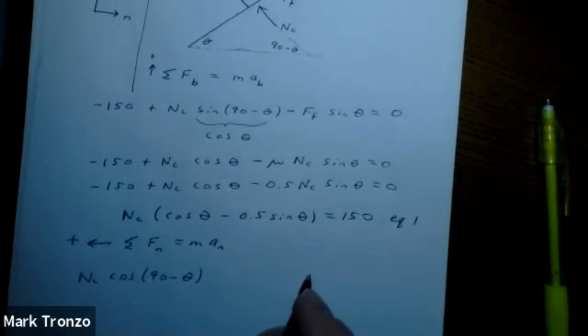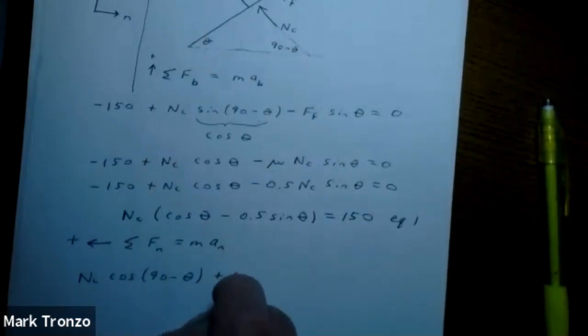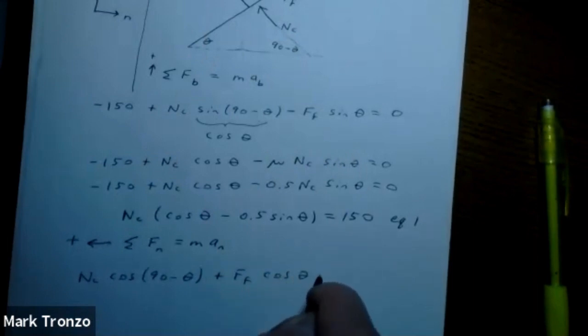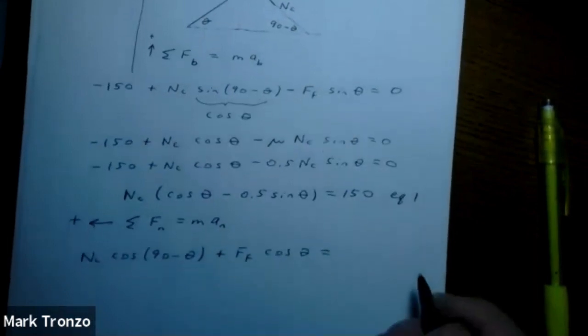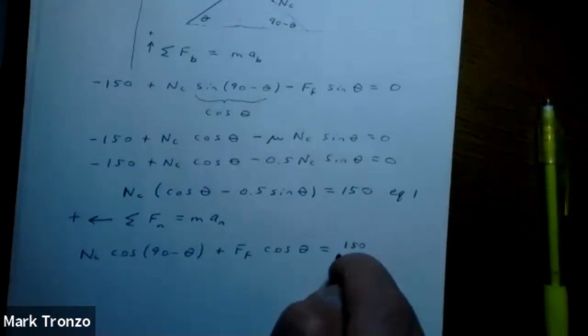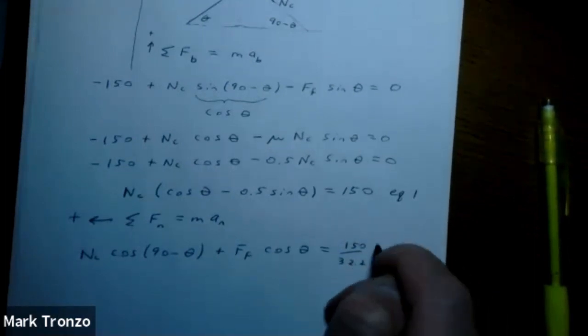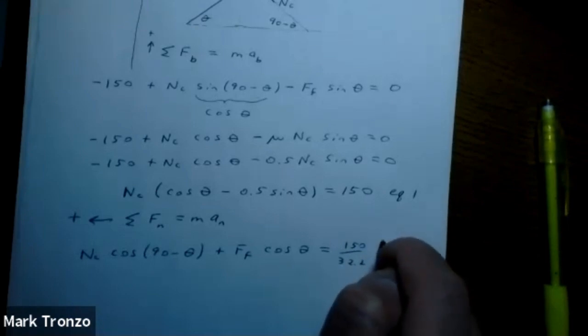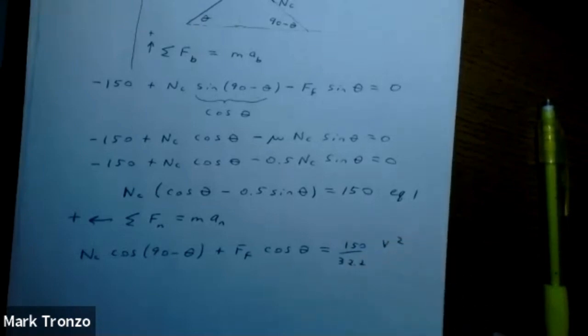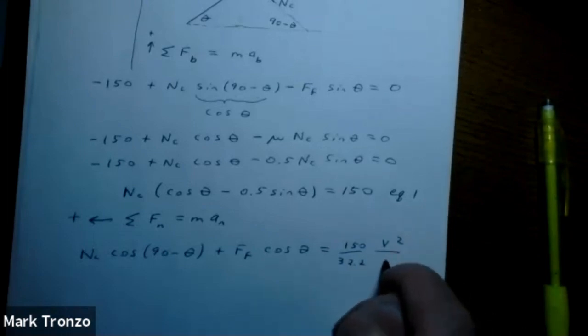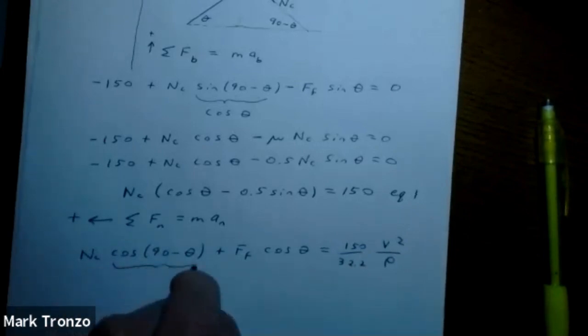let's see, no, yes, I'm sorry, yeah, NC, to get it that direction will be friction F cos theta equals, then our right-hand side, 150 pounds over 32.2, and then our velocity squared divided by our rho. And once again, this over here is going to be the same as sine of theta.